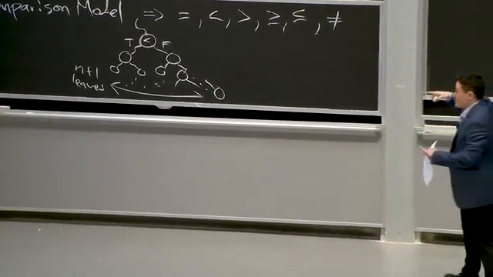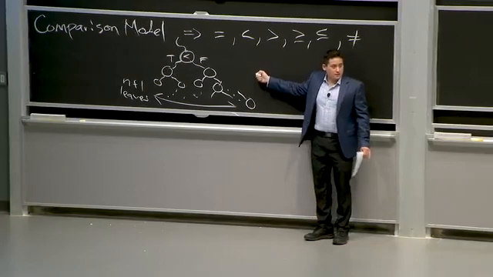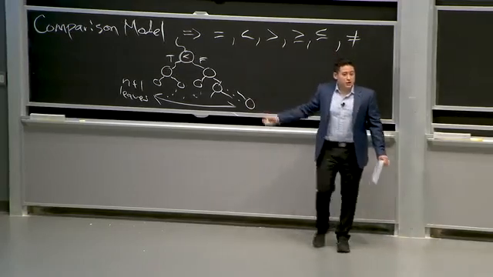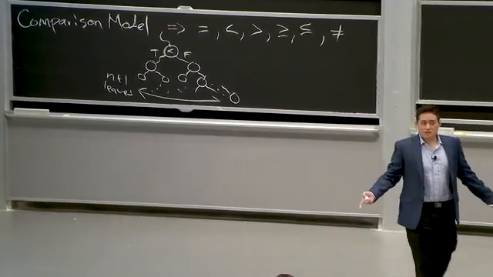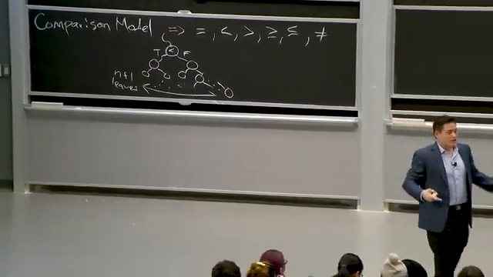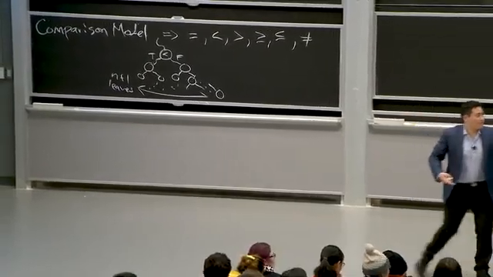So the question then becomes, what is the minimum height of any binary tree that has at least n+1 leaves? Does everyone understand why we're asking that question? Okay, so yeah.